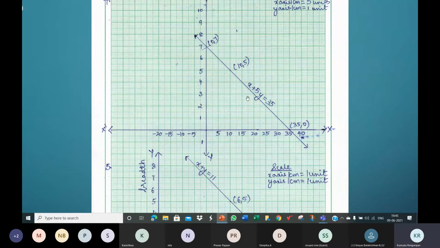I'll repeat this. We are given this equation, x plus 5y is equal to 35. Please write it down in your book, children. Write down this equation, x plus 5y is equal to 35. And you can just find the x-intercept and the y-intercept.